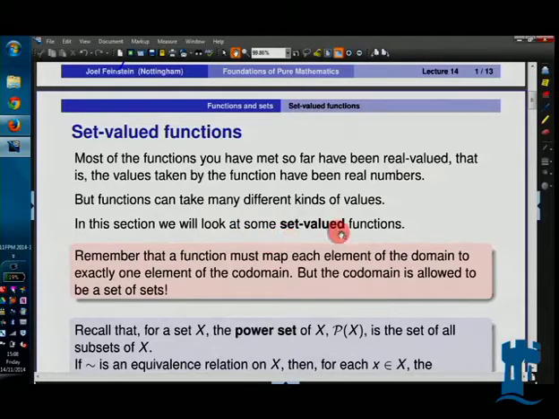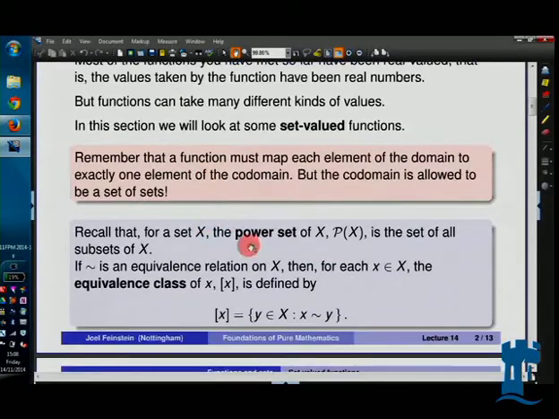Yes, the function has to map each element of the domain to exactly one element of the codomain, whatever function you've got, but the things in the codomain can be strange. The codomain could be a set of sets, in which case every value taken by the function will be one of those elements of the set of sets. So, notation here, the power set of a set, P of X, also 2 to the X, is the set of all subsets of X.